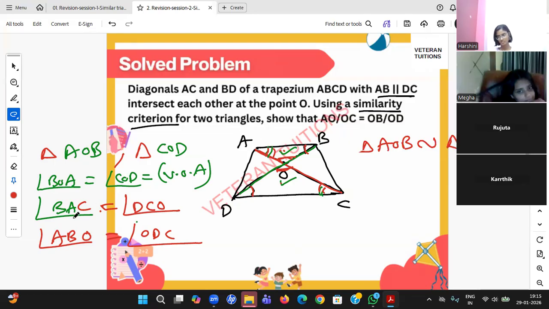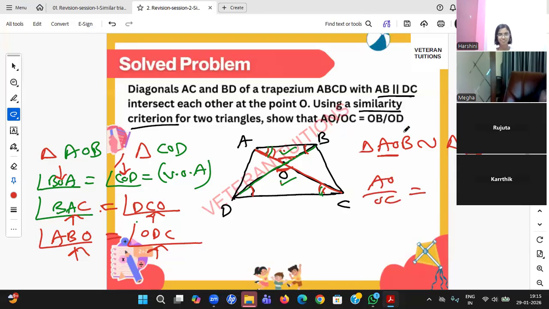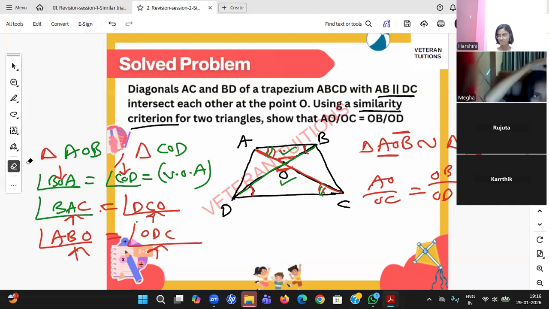Whenever A is written, I should write C. Whenever O is written, I should write O. Whenever B is written, I should write D. That's all. If they are similar, then I can say AO by OC equals OB by OD. Reason: CPCT. Understood, Ankita? Which two triangles to consider?